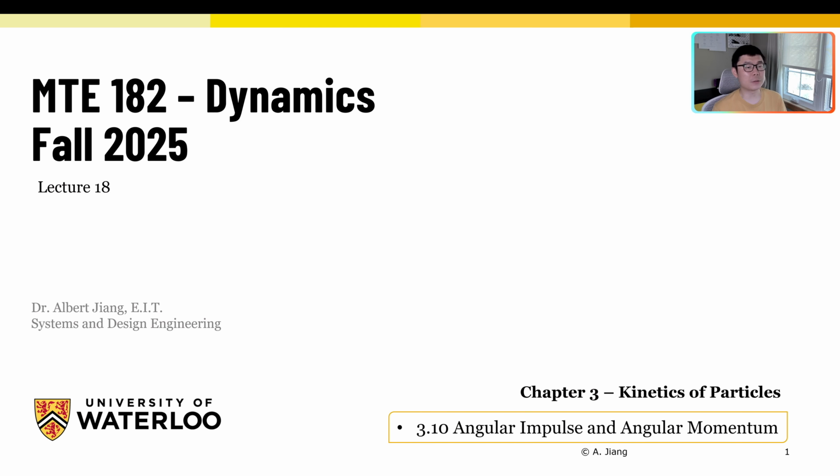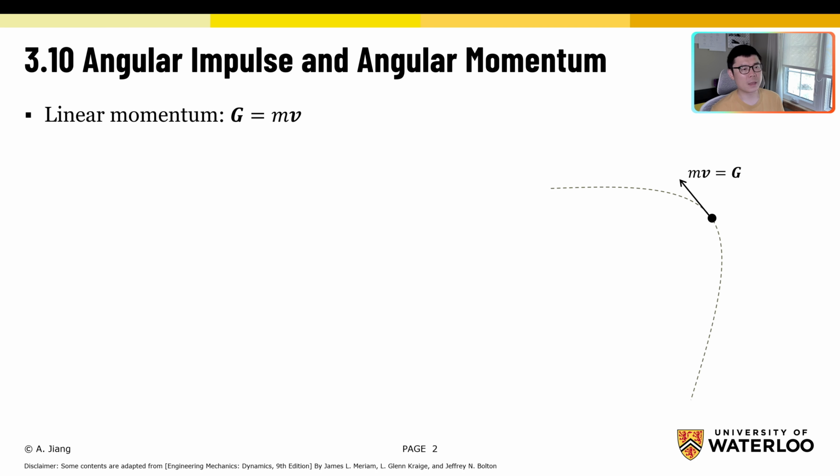Following linear impulse and linear momentum, in this video we will explore angular impulse and momentum. By now, we already know that linear momentum G equals mv, where G and v are vectors.